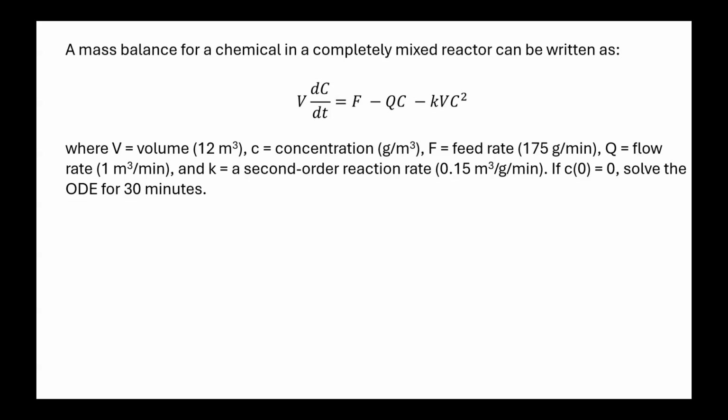So in this video, we have this problem. A mass balance for a chemical in a completely mixed reactor can be written as V dc/dt equals F minus QC minus KVC squared. And you have the parameters here. The initial condition is C at time t equals 0 equals 0. And you want to solve the ODE first for some time. So how do we do this in Python?